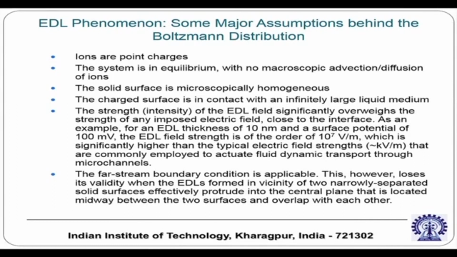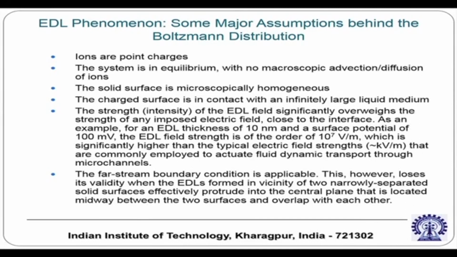So the first assumption is ions are point charges and the system is in equilibrium with no macroscopic advection or diffusion; the solid surface is microscopically homogeneous; the charged surface is in contact with an infinitely large liquid medium; the strength of the electrical double layer field significantly outweighs the strength of the applied electric field, and we have seen that that is quite justified; and the first stream boundary condition is applicable. Now can you say which of these assumptions are likely to be strongly violated as you go down to the nano domain?